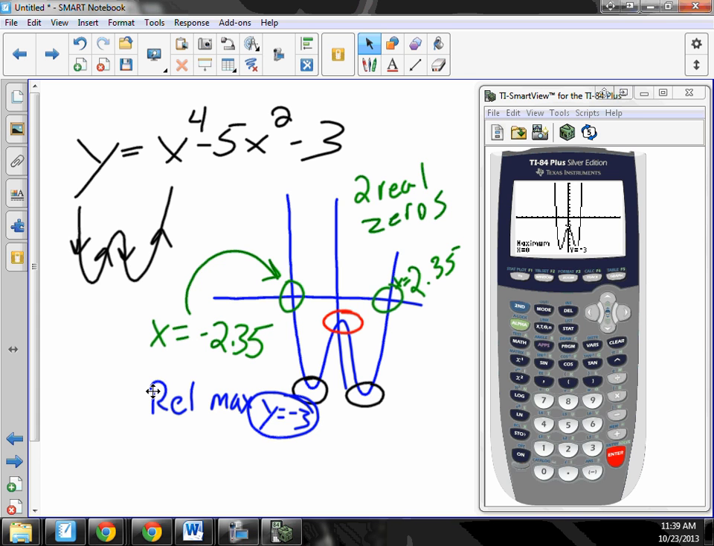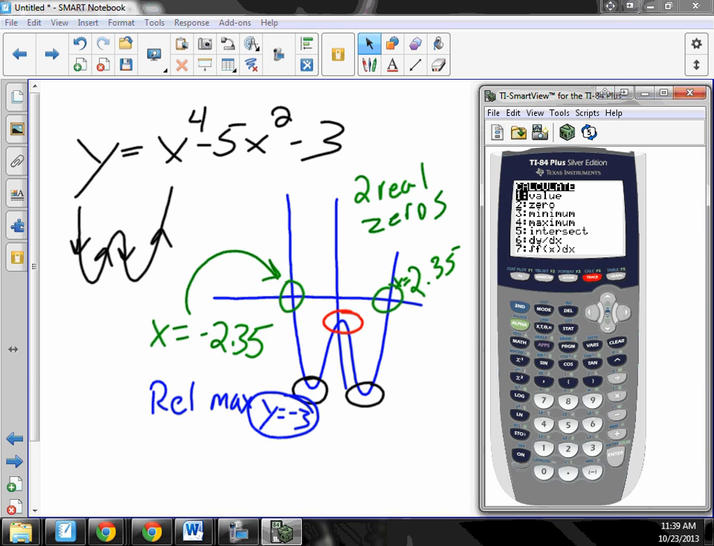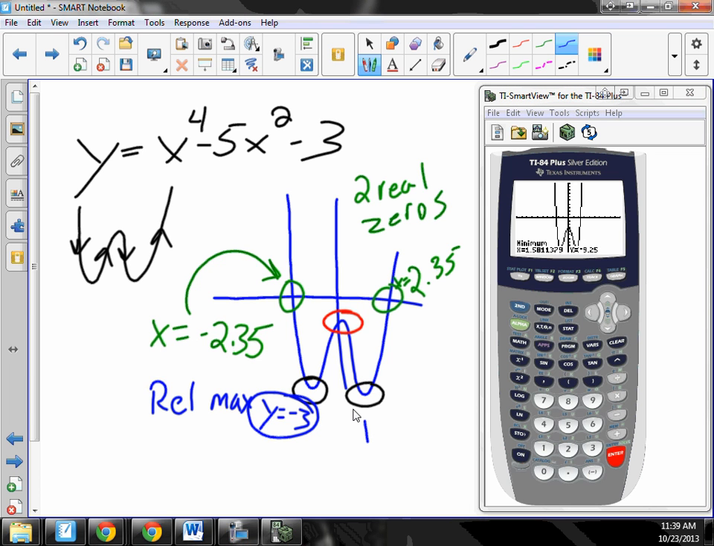Now in this graph it's kind of nice because my two minimums are actually the same level. So if I find one, I know the other one automatically. So second calc, I want a relative min. It looks like it happens at about 1.5. So left bound 1, right bound 3. My guess will be 2. And I get negative 9.25. So this is actually not a relative min, it's an absolute min. So the minimum is y equals negative 9.25. And that's how far down this reaches. And it just so happens that the other one is also negative 9.25.